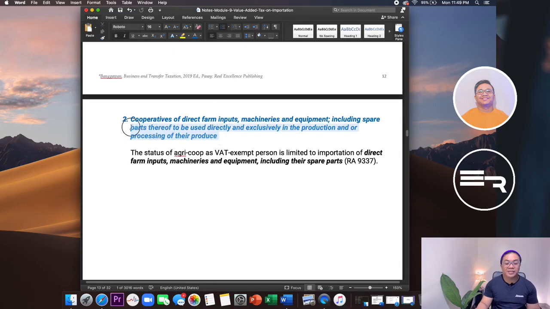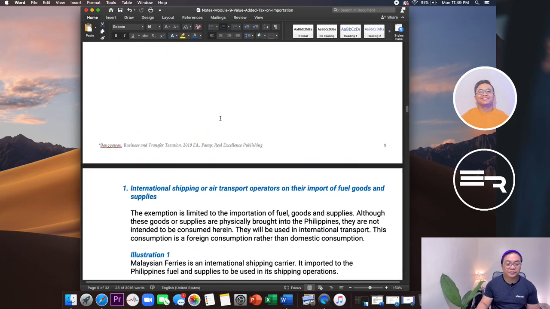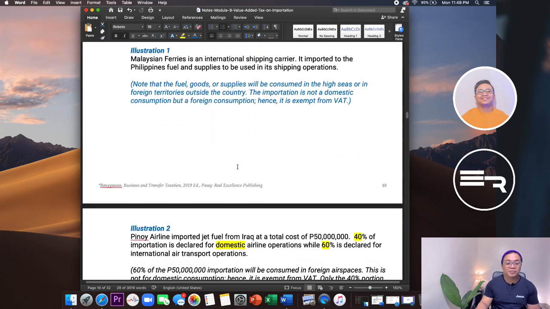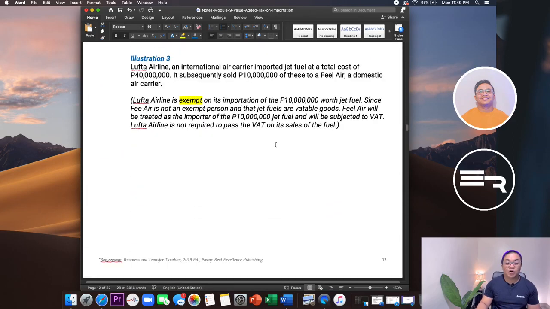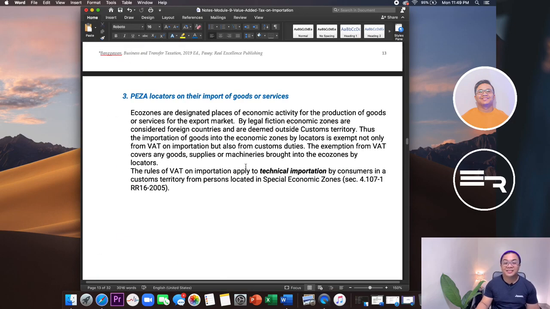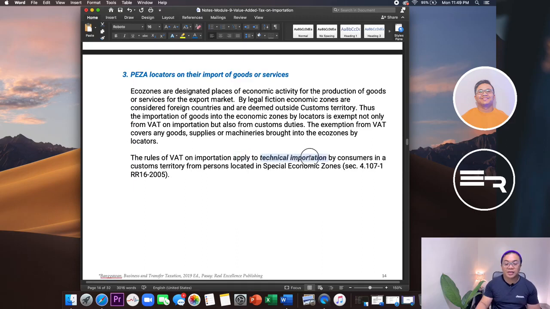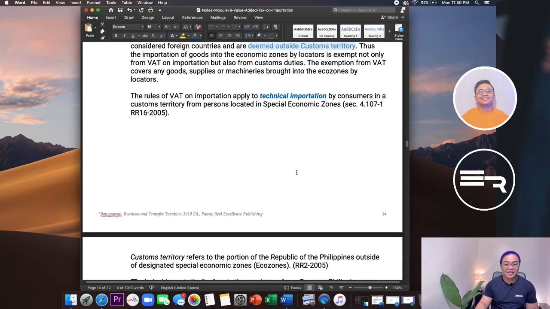Of course, sabi natin yung co-ops, di ba? Direct farm inputs, ano rin yan, under din yan dito sa classifications natin, letter B, right? Importation of VAT exempt person for international carriers, cooperatives, okay? Direct farm inputs, ayan. PEZA locators, which na-discuss natin before, okay? The rules on VAT and importation shall apply to technical importation by consumers in customs territory from persons located in special economic zones. Okay? So, kumbaga parang deemed outside ng customs territory yung labas niya. Kasi nga, yan yung mga tax incentives ng government natin. Okay? Inibigyan sila ng exemption.